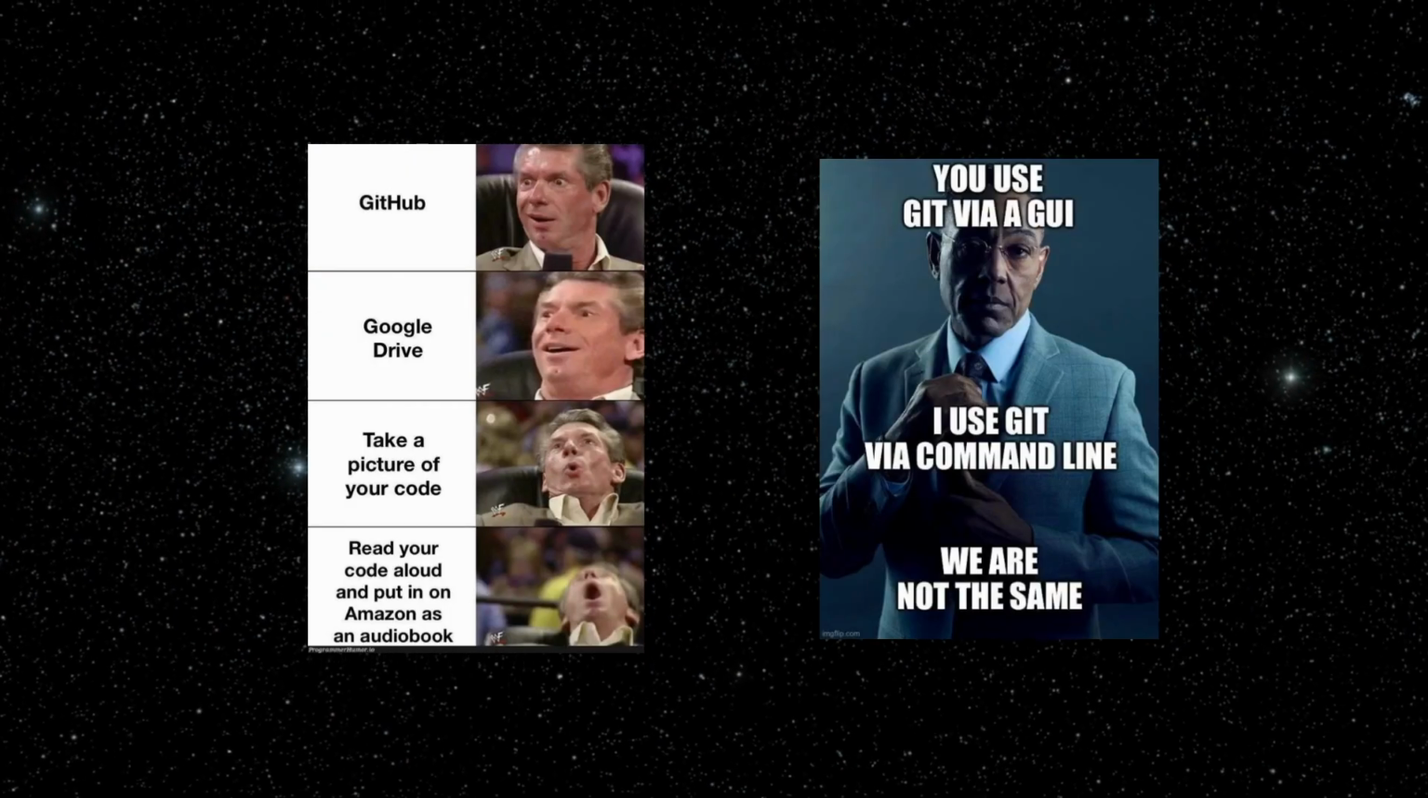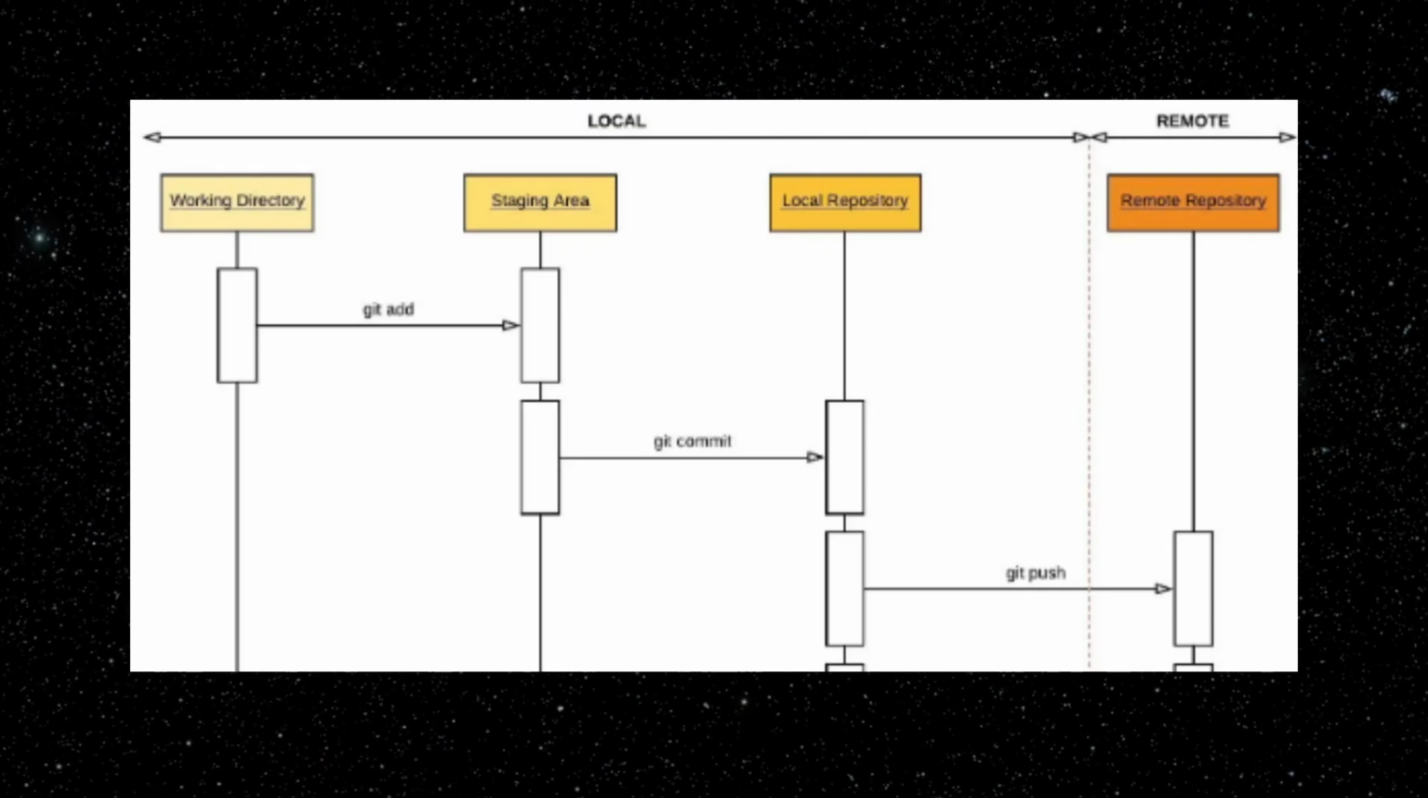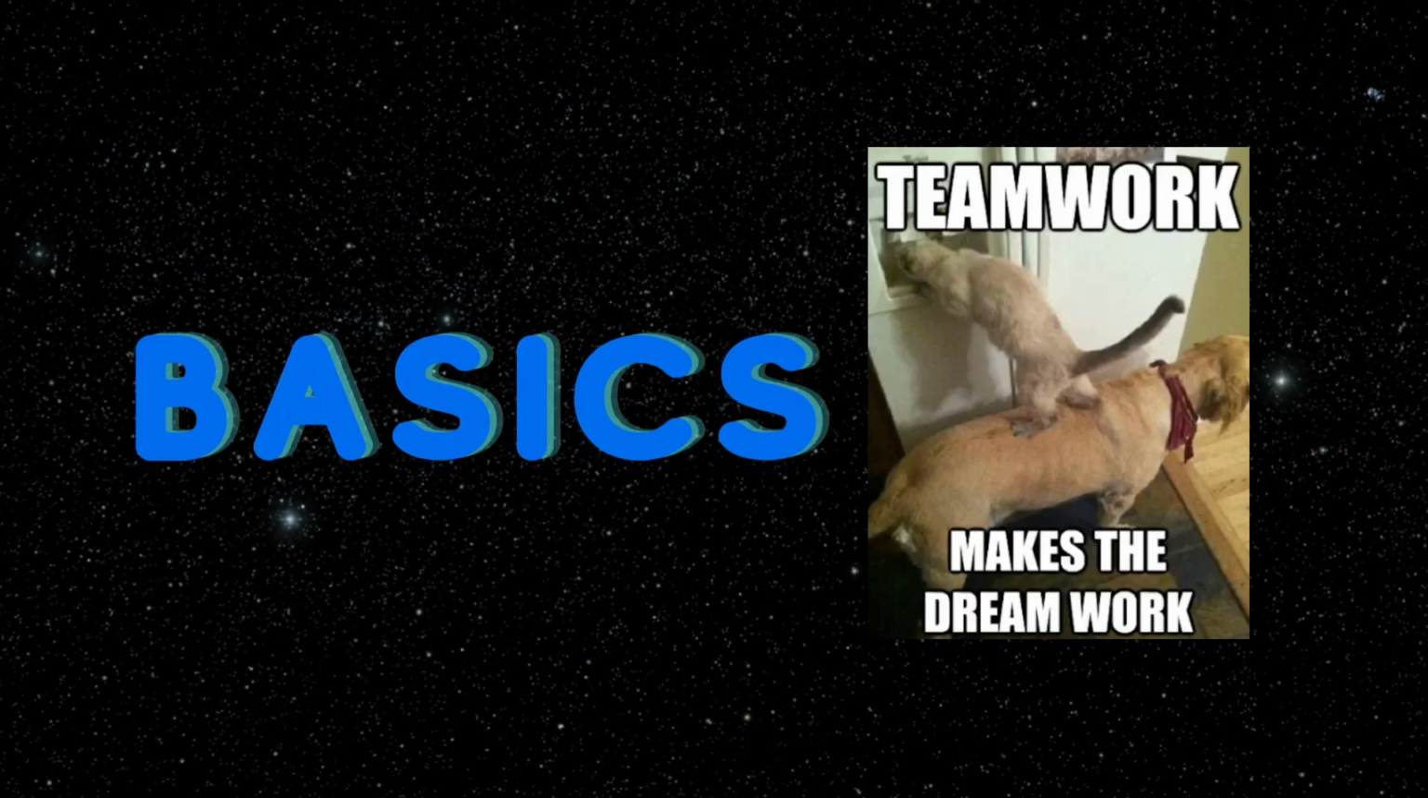Now you can save the working directory by adding them to the staging and committing to local repo, then pushing them to remote repo. But it was only the basics. With a team, there are more Git rules and commands.